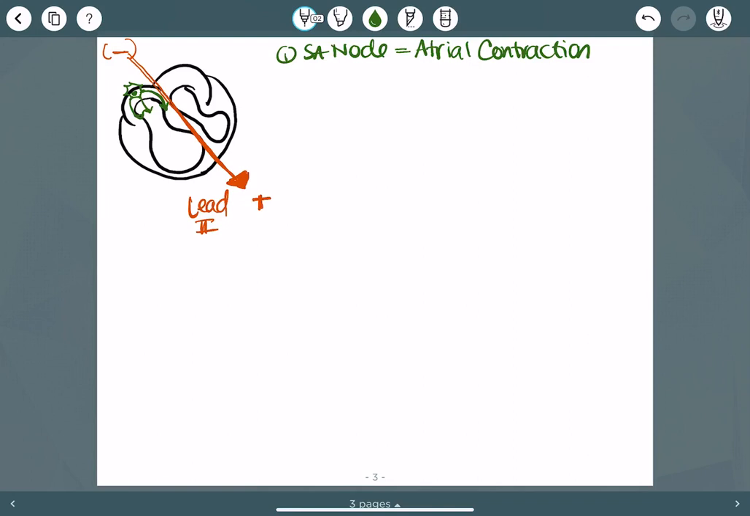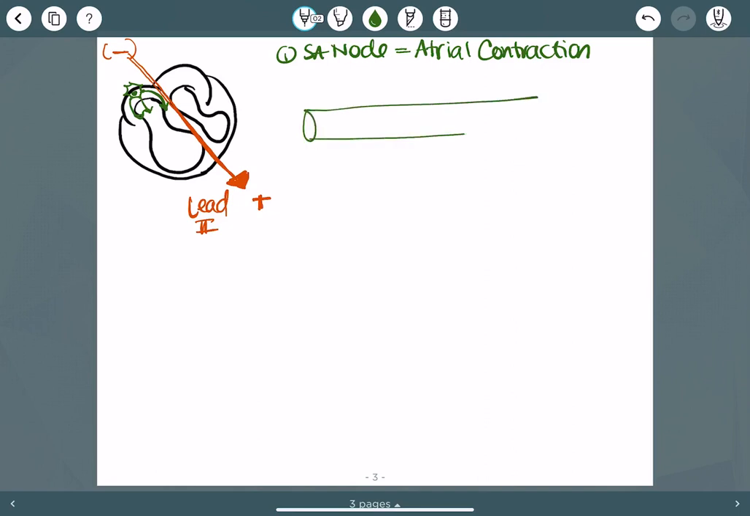When we have the atria contract, you can see the cells of the atria would have been depolarized. So they would be more positive on the inside and negative on the outside. Whereas down in the ventricle, the depolarization hasn't reached that direction yet. So those are still in that resting state where it's more negative on the inside and positive on the outside.